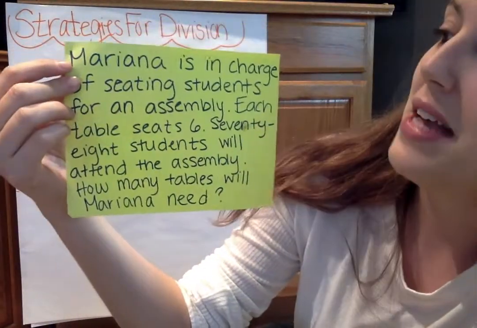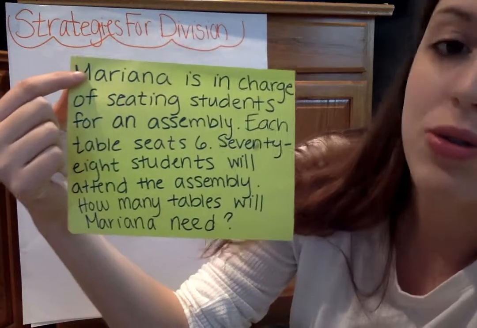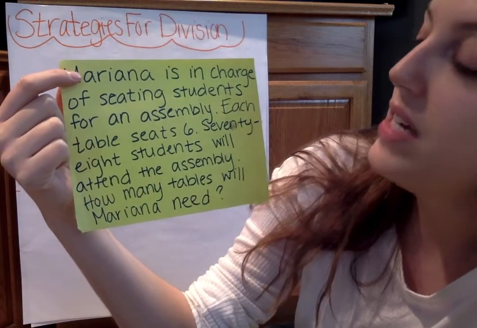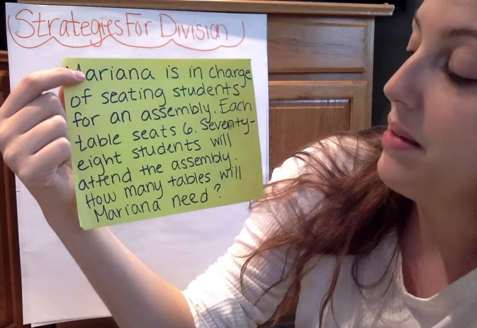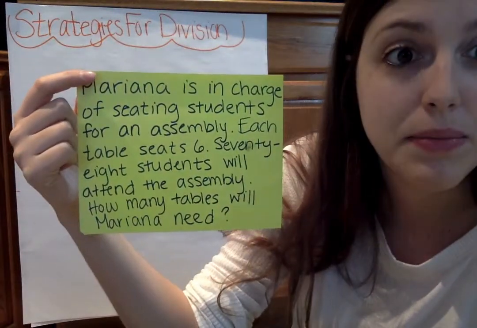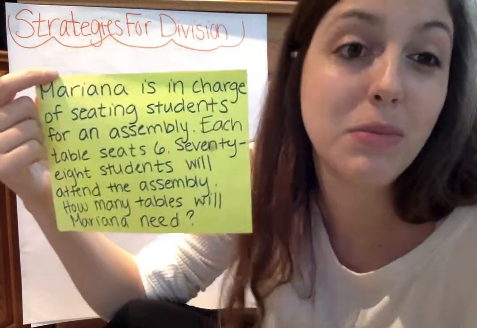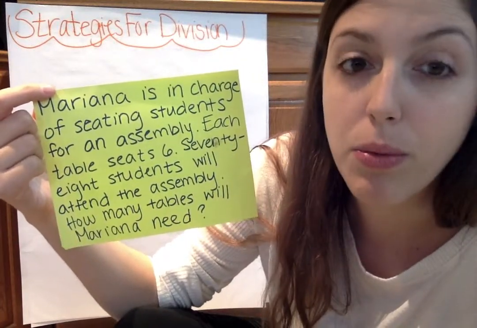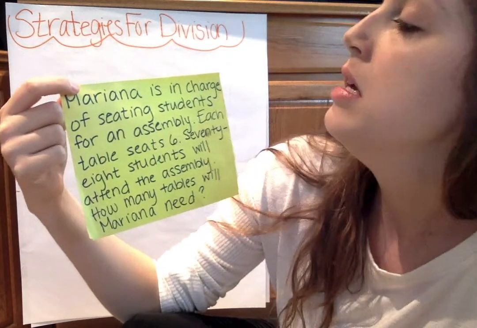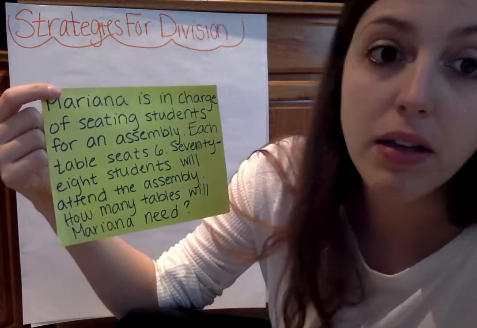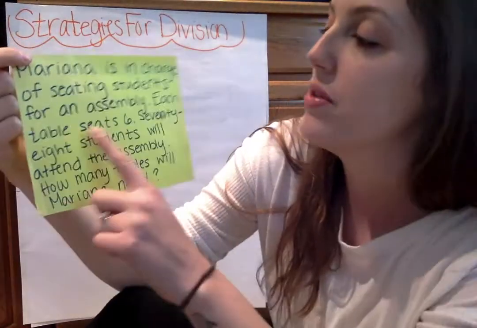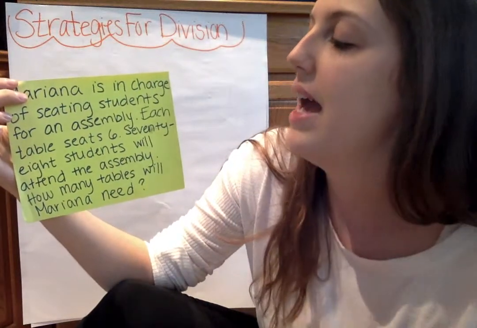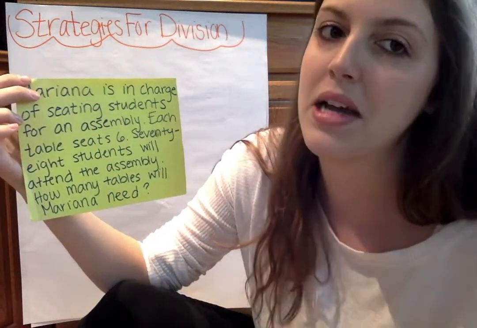Our first problem says, Mariana is in charge of seating students for an assembly. Each table seats 6. 78 students are going to attend the assembly. How many tables will Mariana need? Okay, so this is a word story problem. I know my character in here is Mariana. I'm going to reread to figure out what she actually needs me to figure out. She's in charge of seating students for an assembly. There's tables that are going to seat 6 kids each. It says there's 78 students that are going to attend. So how many tables does Mariana need?